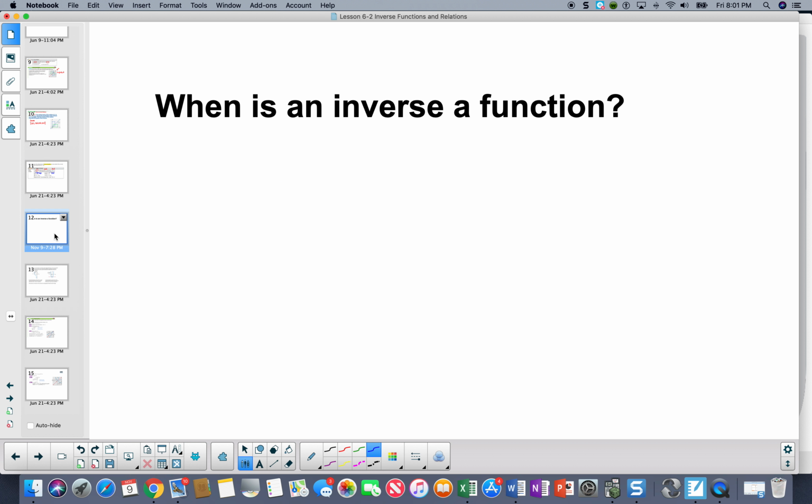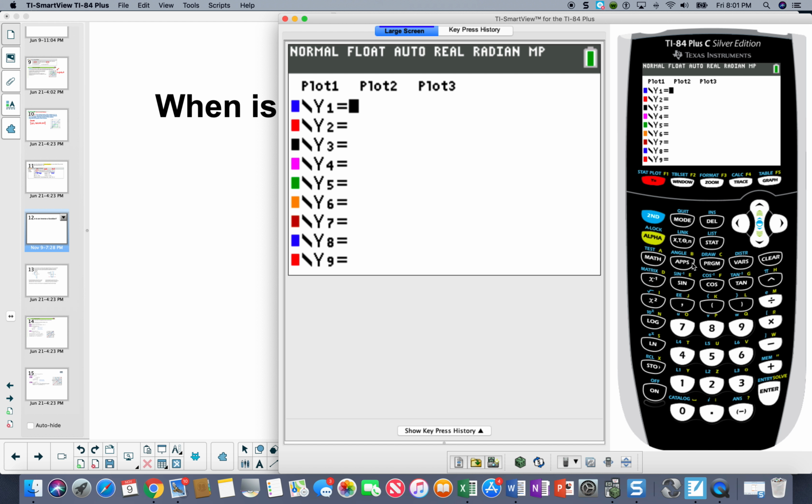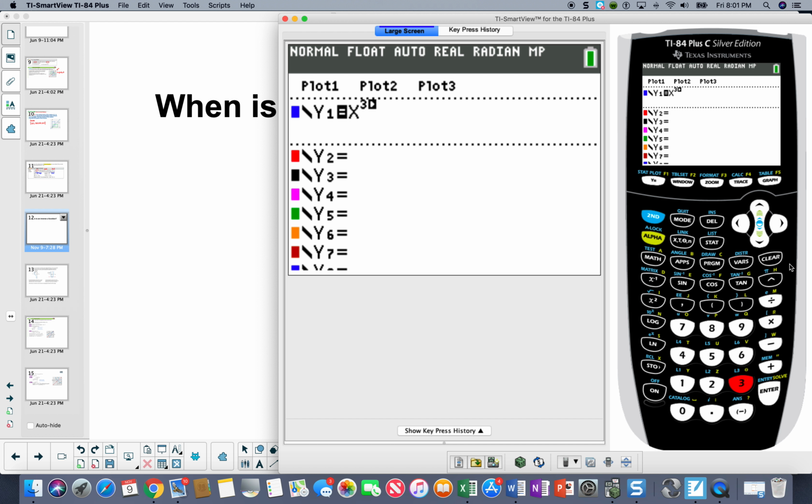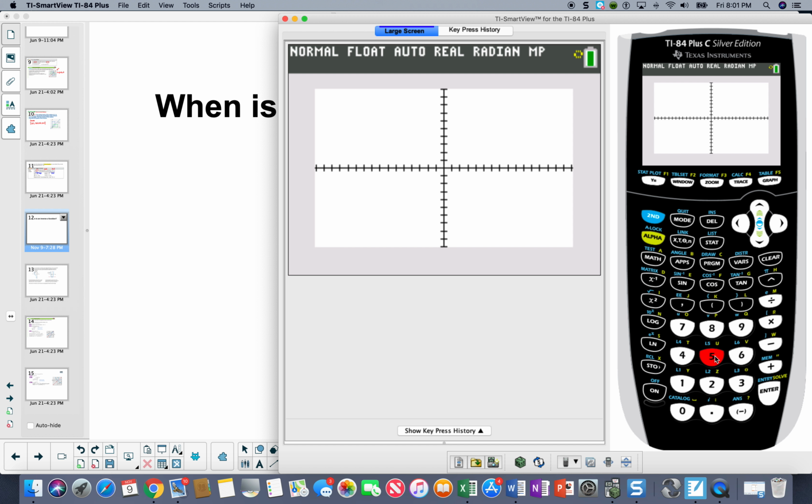Okay, when is an inverse a function? Let's go to our calculator and talk about this. I am going to put a function in my calculator. I'm going to put x to the third power plus 2, and then I'm going to graph it. I'm going to zoom square when I do that. So here's my function right here. Now it is a function because it passes the vertical line test.